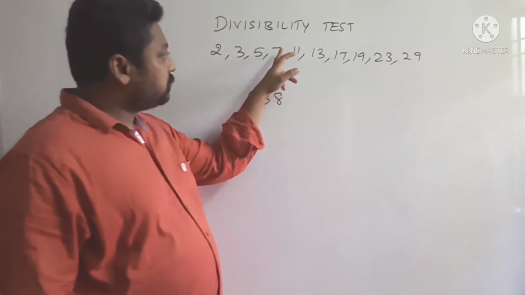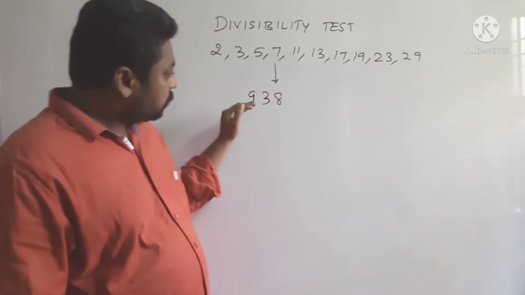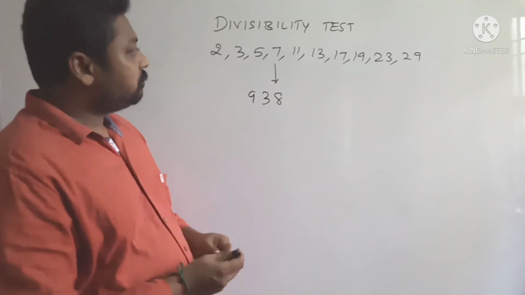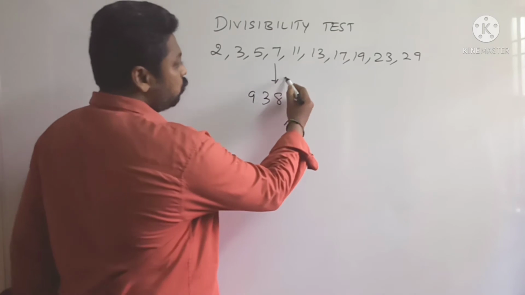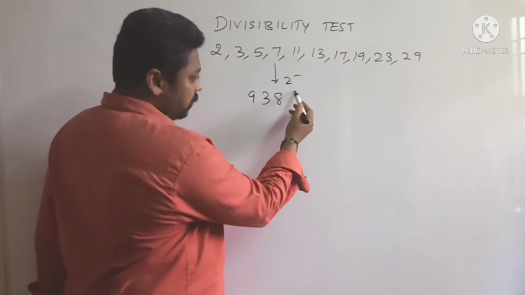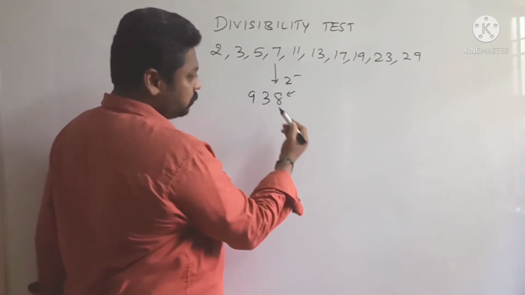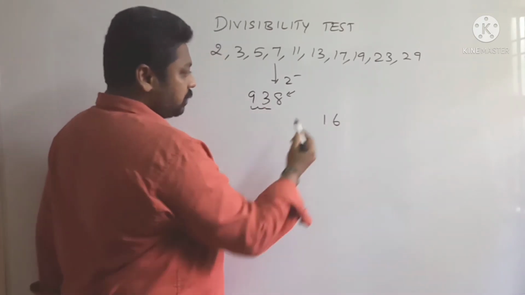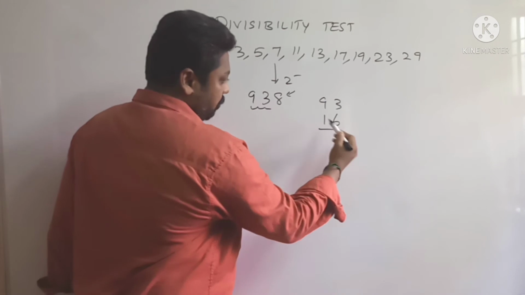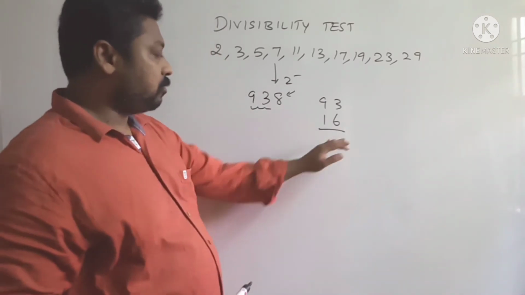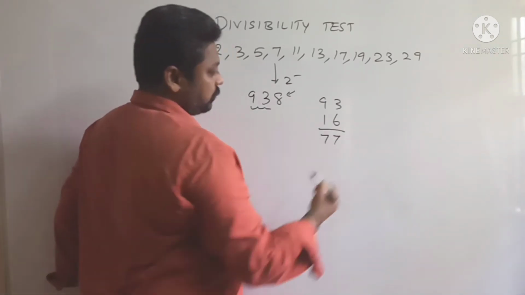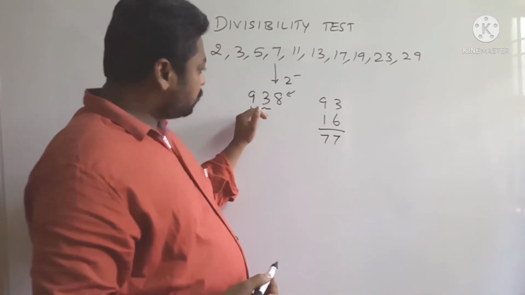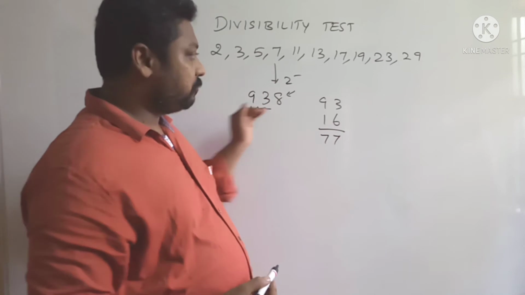Now we will check the divisibility test for 7. We will take the number 938. The divisibility test for 7 is 2 minus, which means you have to multiply the units place by 2. So 8 2s are 16, and subtract from the remaining number: 93 minus 16. How much is it? We know 77 is divisible by 7, so 938 is divisible by 7. We will check it.